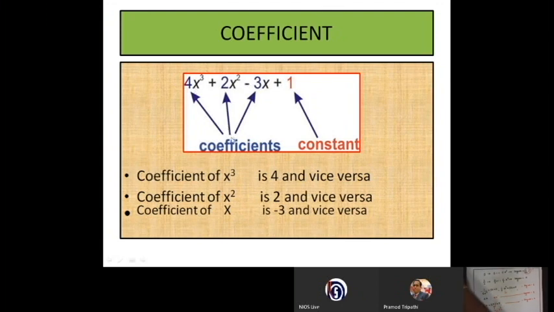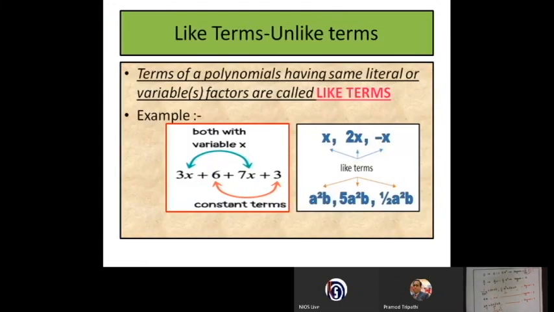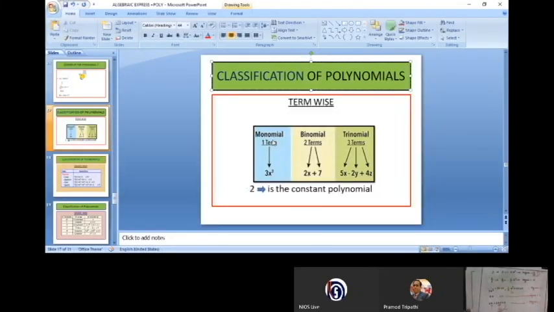So in the second case, now we go to the question here. What is the degree of the zero polynomial? What is the degree of the zero polynomial?